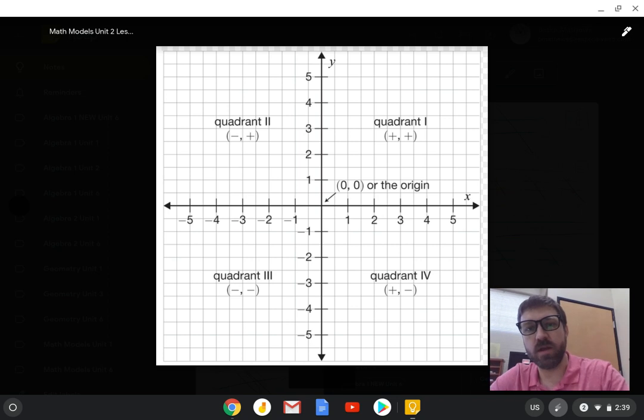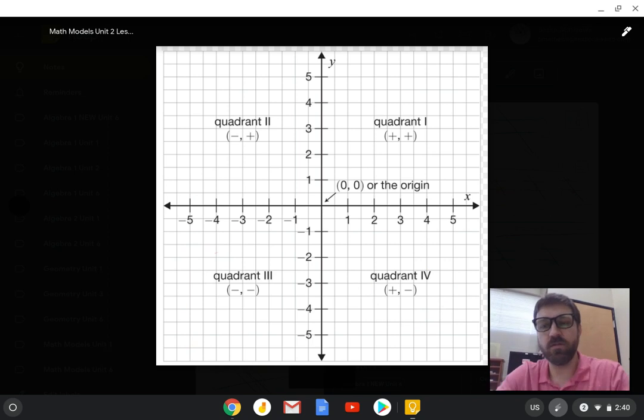Quadrant 1, this section up here, always has a positive x value and a positive y value. Quadrant 2 always has a negative x value and a positive y value. Quadrant 3 always has negative and negative. Quadrant 4 always has positive and negative.